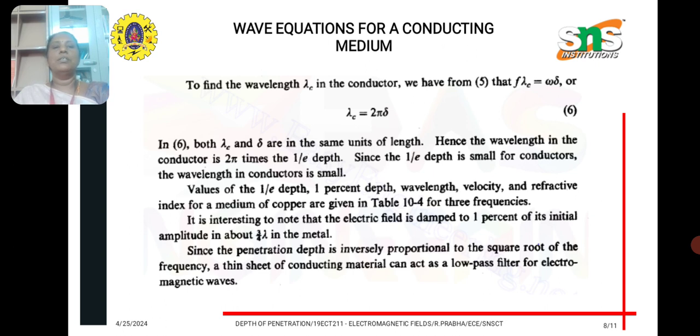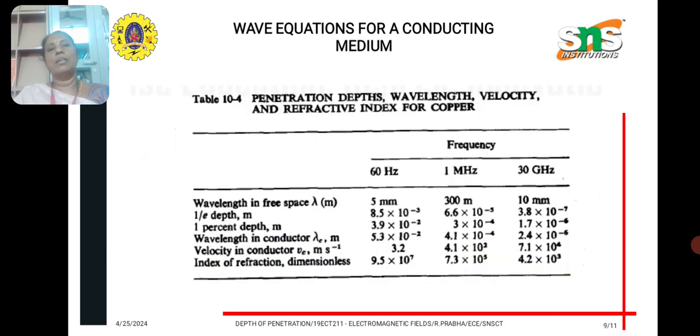So the penetration depth is inversely proportional to the square root of the frequency. A thin sheet of conducting material can act as a low pass filter for electromagnetic waves. So this is the table for the copper values. Penetration depth, wavelength, velocity and refractive index are given for 3 frequencies: 60 Hz, 1 MHz and 30 GHz.